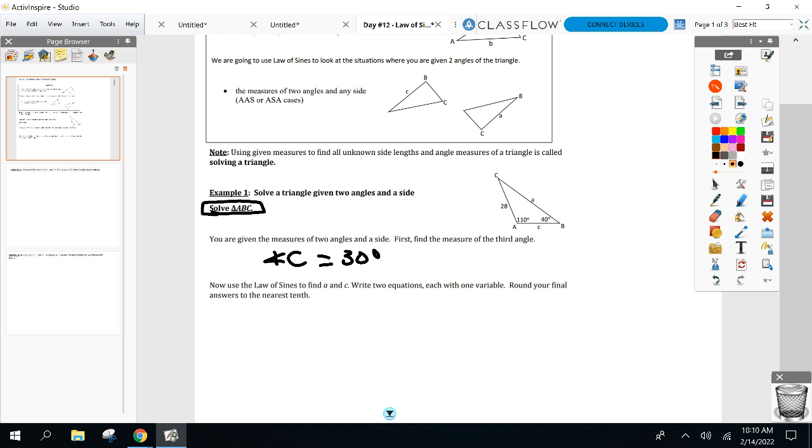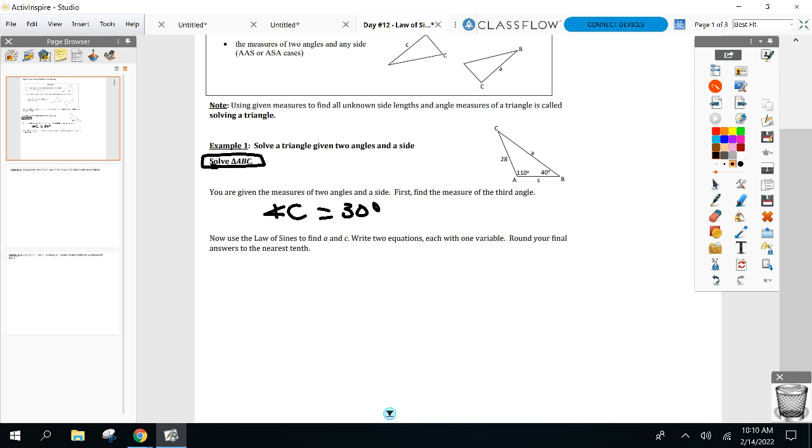Is this a right triangle? So the past 11 days are useless. So I'm going to introduce 2 new formulas over the course of today and tomorrow. The first formula today is called the law of sines. Law of sines. This formula I will not give you. It's not on the reference sheet, so it is your responsibility to know.